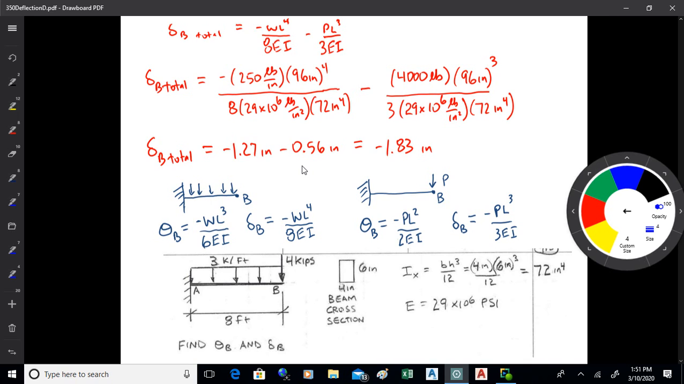And you want to catch that early. If you put the length in there in feet, you'd have feet to the 4 divided by inches to the 3, a bit of a mix of units, because you start taking things to powers very commonly with this stuff. So again, right at the very beginning, get everything in pounds and inches. Don't try and fix it after you plug everything in. Okay? So this one comes out to be negative 1.83 inches.